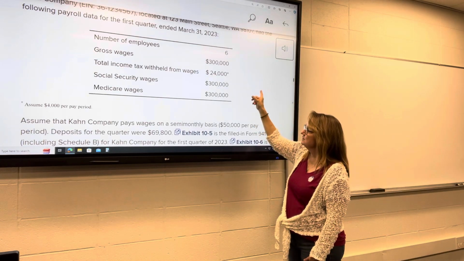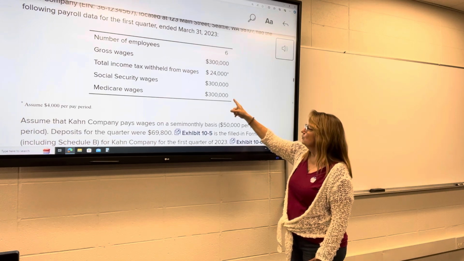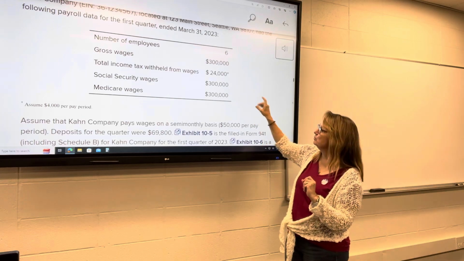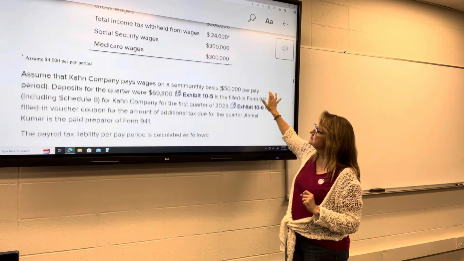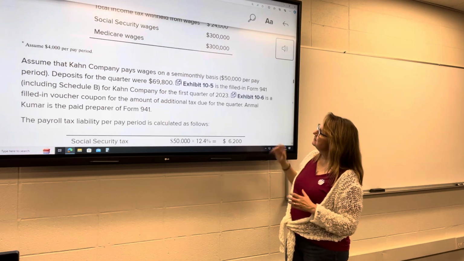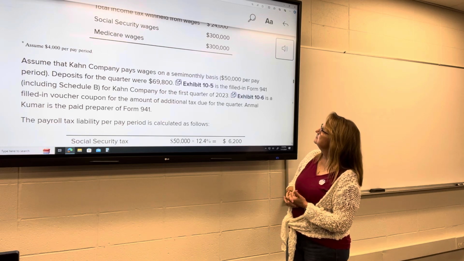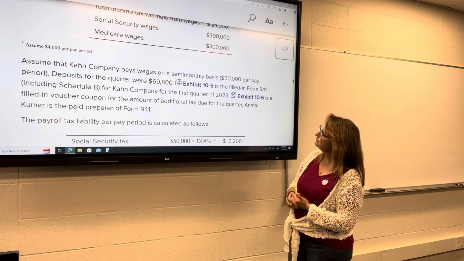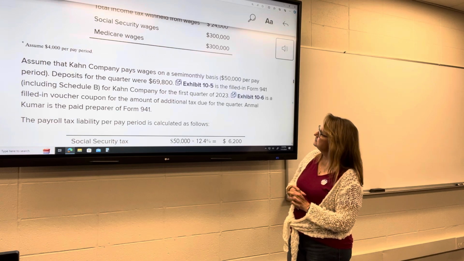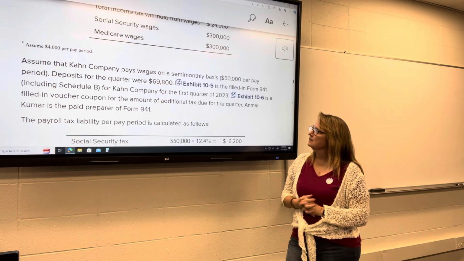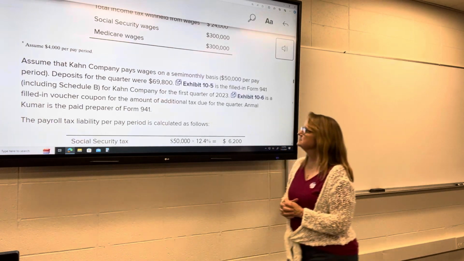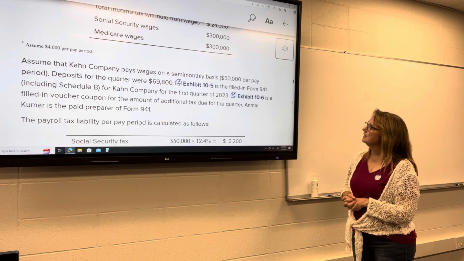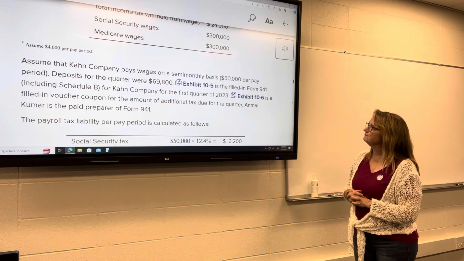12.4% for Social Security to figure out the tax, 2.9%, again, both halves, employer and employee portion, of the Medicare wages as well. They pay on a semi-monthly basis, $50,000 per pay period. Okay, so they can be semi-monthly. Deposits for the quarter were $69,800. So they've given us an example form of the 941 that would be filled out.